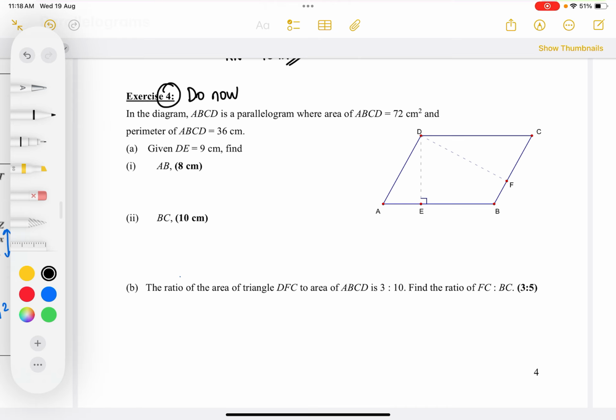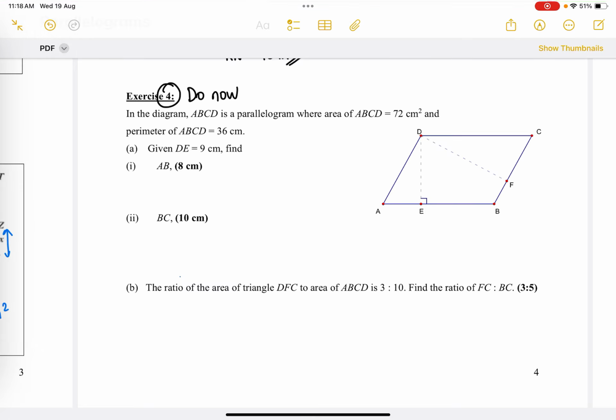our question tells us that ABCD has an area of 72 square centimeters. They also told us the perimeter is 36 centimeters. So for perimeter, always good to use your finger, trace the outline so that you know what you need to add. They also told us that DE equals 9 centimeters. So DE, we are talking about this perpendicular distance here, 9 cm. So perpendicular distance will be related to our area. With these two pieces of information, we can now find out what is our AB, which is what the question wanted.